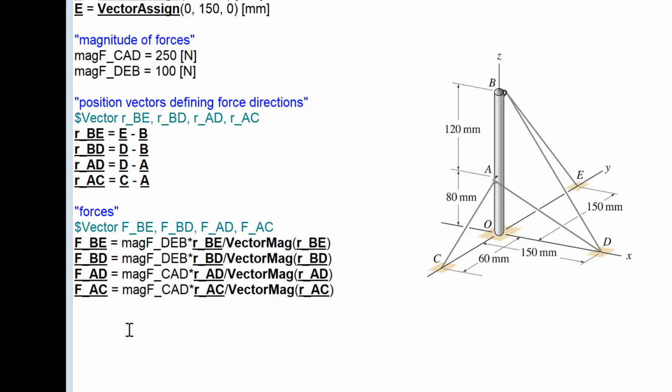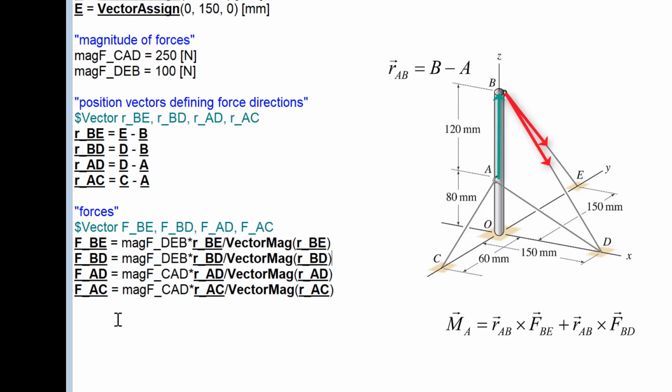So the first part of the question asks for the moment about point A, and so to do this, of course, we would just take the cross product of each of these forces with the position vector that goes from point A to the point where the force is applied to the structure. There are 2 forces that are applied directly at point A, so FAC and FAD. They produce no moment because the position vector is 0 associated with those forces, and therefore the only 2 forces I have to worry about here are FBE and FBD.